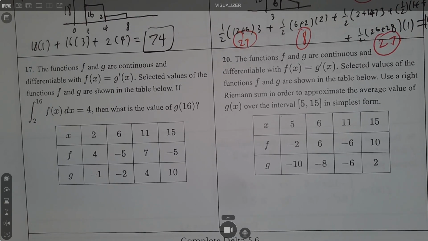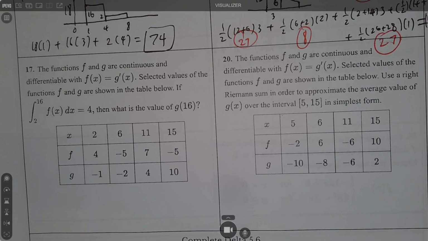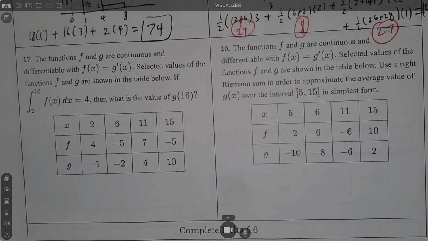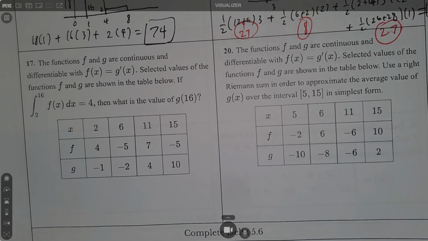The functions f and g are continuous and differentiable with f of x equals g prime of x. Selected values for f and g are shown below. If the integral from 2 to 16 of f of x is 4, then what's the value of g of 16? This is a really classic AP question. You'll definitely see stuff like this on the test, where you know it, but it's just asking something in a little bit of a weird way.